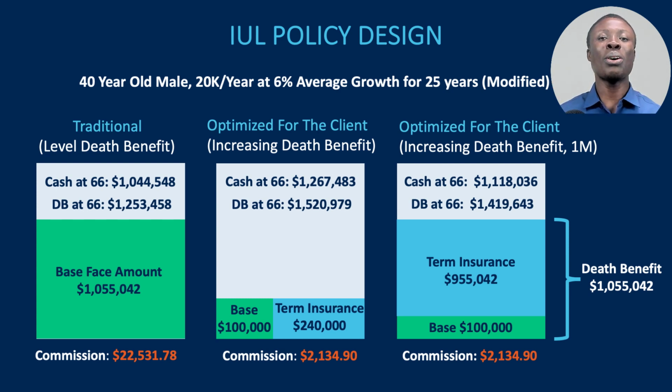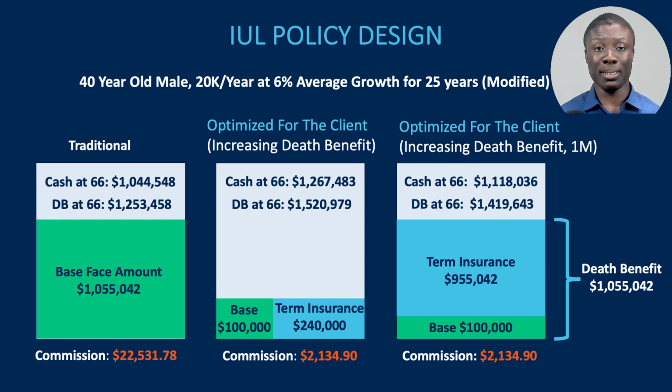Now, even though the new design doesn't produce the same cash value and death benefit, like when we had a blended term insurance of just $240,000, it still performs better than the traditional design while having the same upfront death benefit. So folks, there you have it. We went from $22,000 in commissions all the way down to just $2,000. Policy design makes a huge difference when it comes to any form of cash value life insurance.